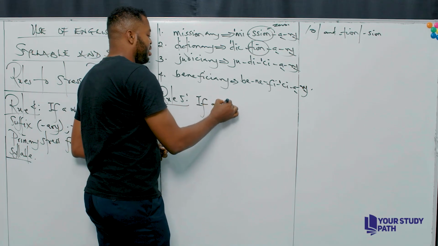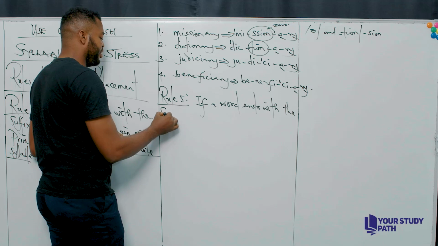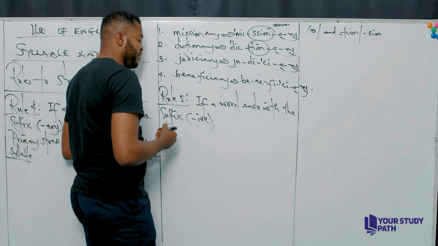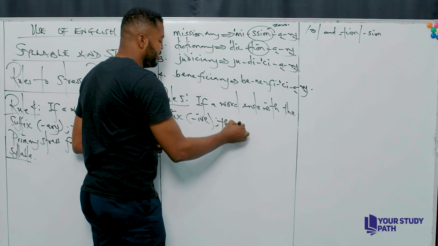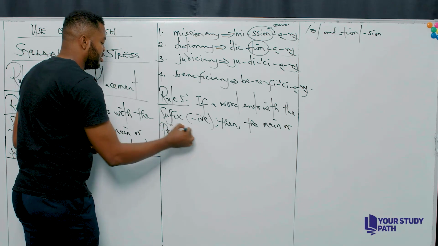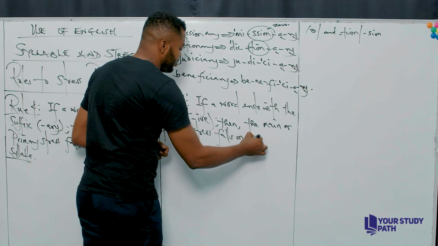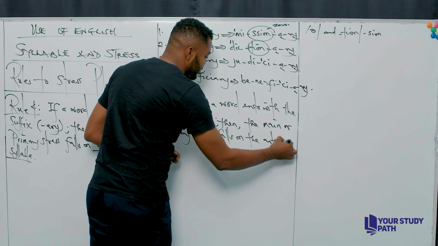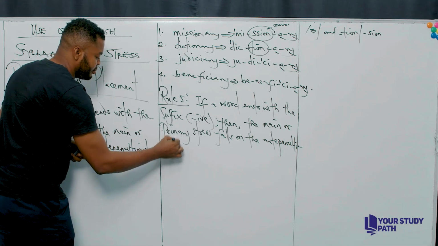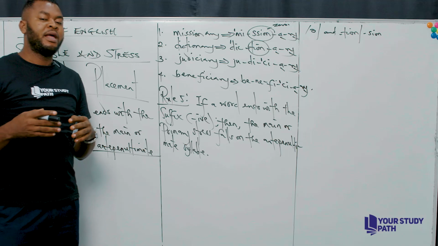Now, if a word ends with a suffix, and what suffix is that? Let's see, I-V-E, that's a suffix. If a word ends with the suffix I-V-E, then the main or primary stress falls on the antepenultimate syllable. And remember, that equally means the third to the last syllable.